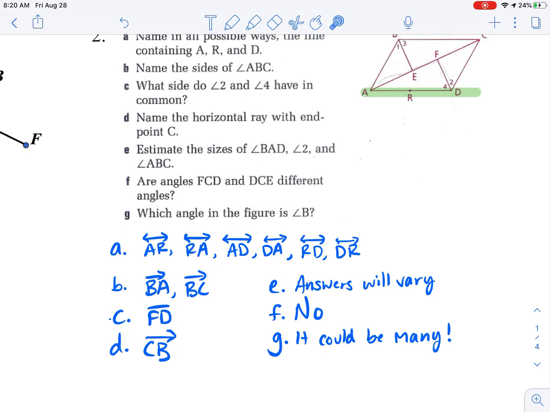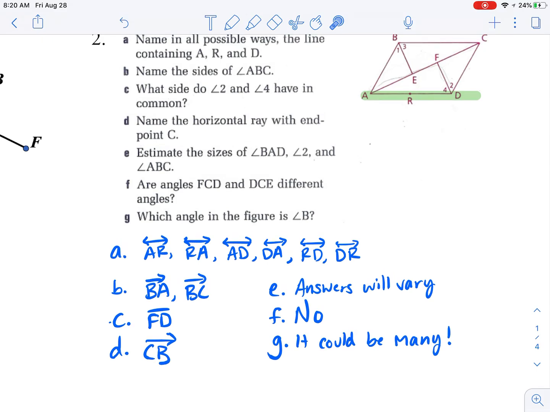On the quiz, you only need to pick one. I have all the options listed, so unless it says name all possible ways, in which case please do that. But if it just says name the line, you pick one way. As long as you pick 2 points on the correct line, then that's the correct answer.